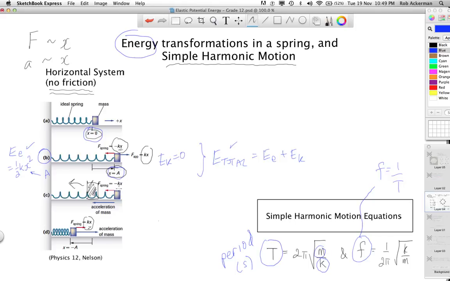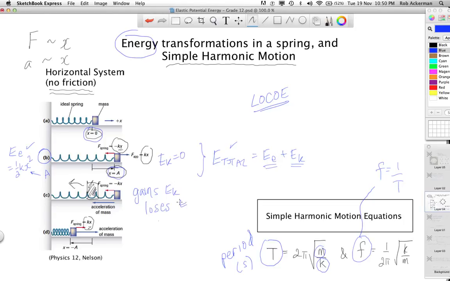Now a moment later we release the mass and it begins moving. It immediately gains some EK. But where does this EK come from? It can't come from nowhere. That's what the law of conservation of energy tells us. Don't forget that. Well, where does that energy come from? If we're gaining EK, it must be at the expense of EE.